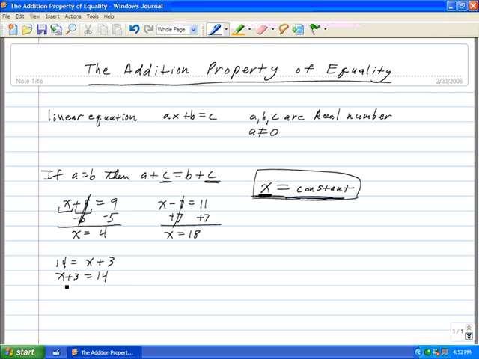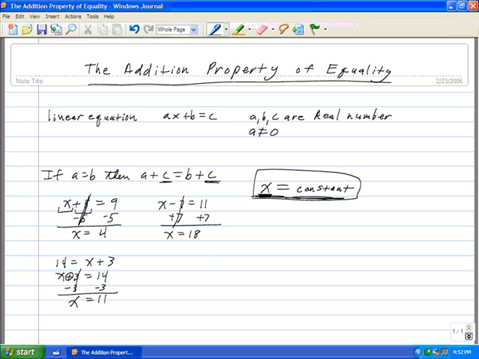At this point, I look at it and I say, the x is exactly where I want it. The 3 is not where I want it to be. It got here by means of addition, so I will get rid of it with subtraction. If I subtract on the left, I have to subtract on the right. So when the 3's cancel, I end up with an answer of 11.